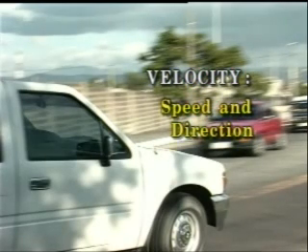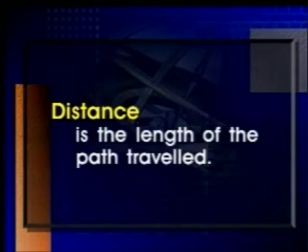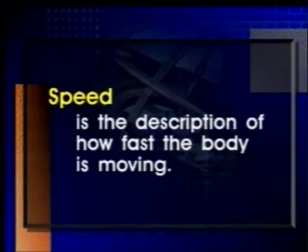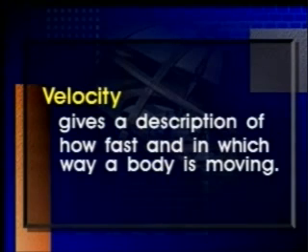That is velocity. To review our definitions, distance is the length of the path traveled. Displacement is the change in position with respect to a reference point. It is the straight line distance from the reference point to the final position. Speed is the description of how fast the body is moving. And finally, velocity gives a description of how fast and in which way a body is moving.